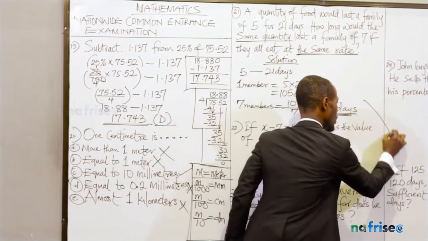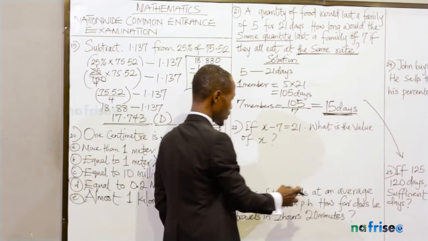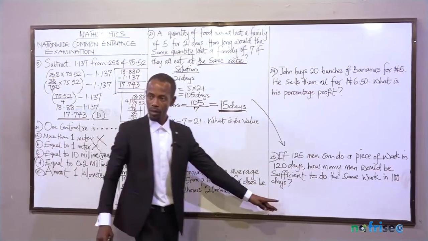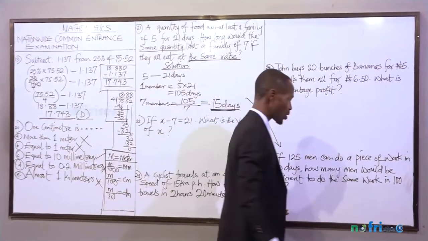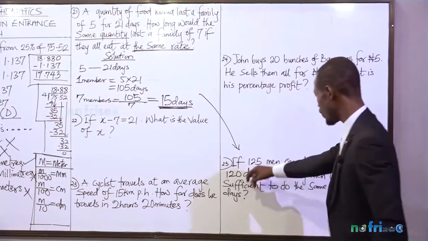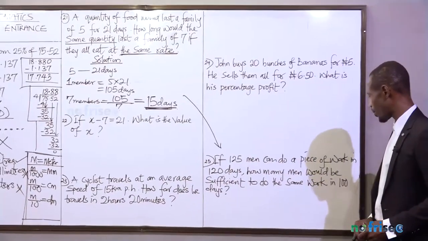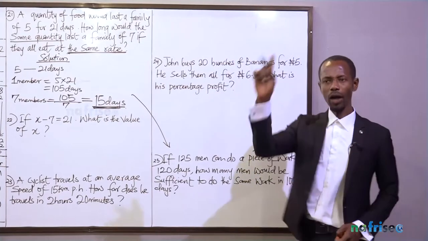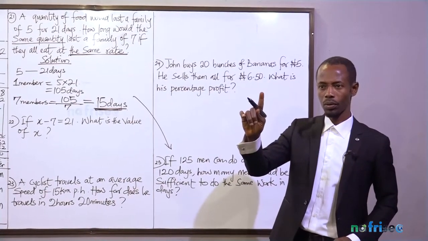I'll take you straight to number 25. Let's solve 25. I'll still solve 22, I'll solve 23, but let's come to 25, shall we? They are related, they are the same question. So let's see what it will look like. If 125 men can do a piece of work in 120 days, what did I say your concern should be? You should know how long it will take one man to do that same job.